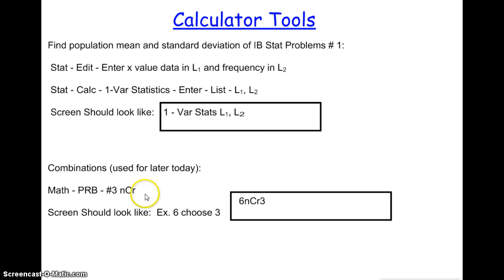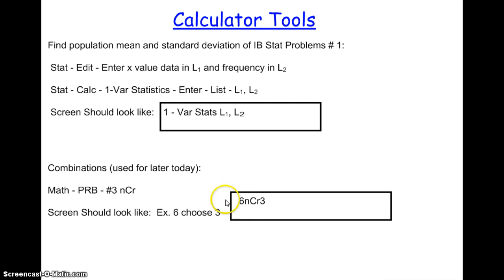And then also, we're going to be using the combination today. So if you go to Math, Probability, the third one is nCr. I know last year you guys did permutations as well. We're going to focus on combinations today. And your screen will look like nCr. That's what's going to come on your screen.